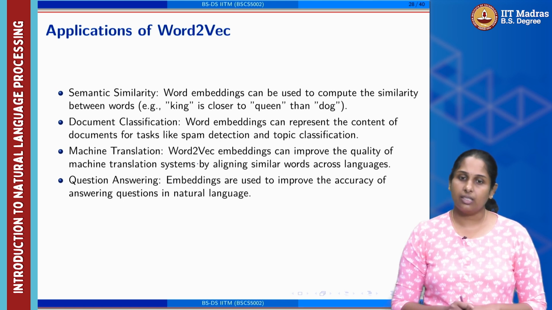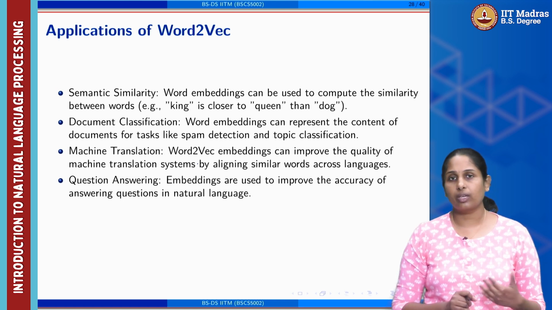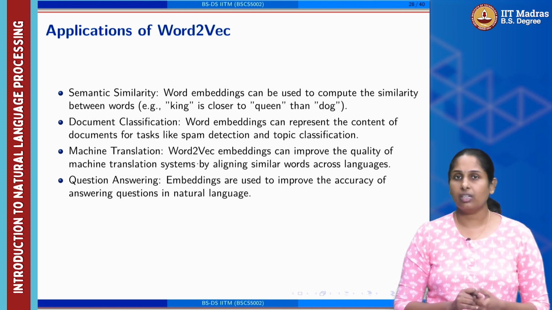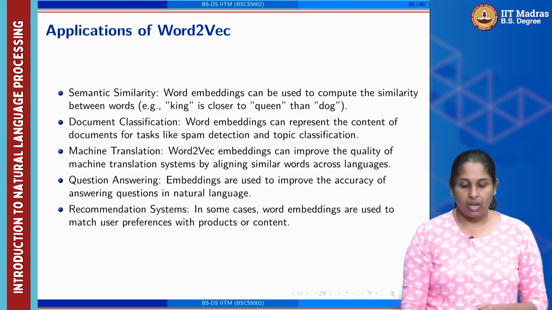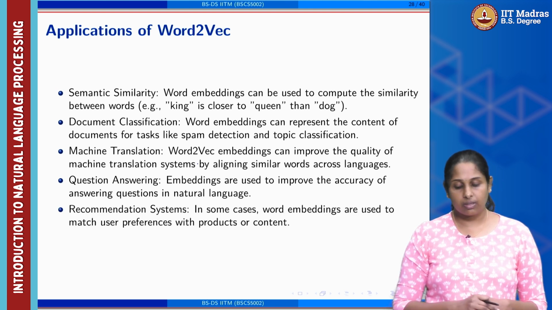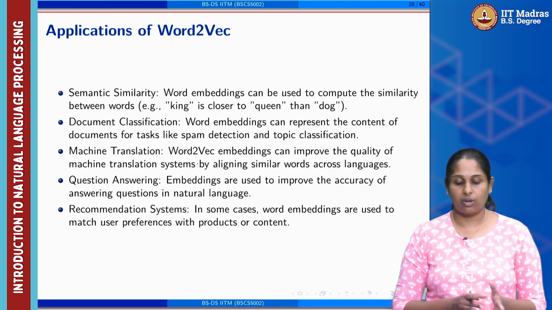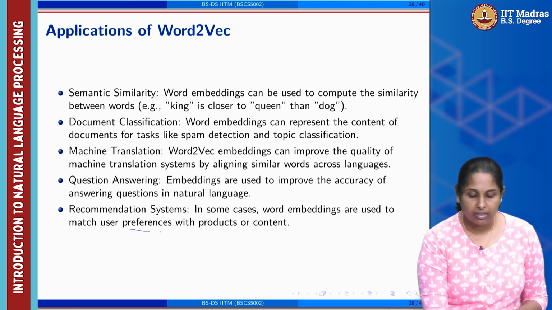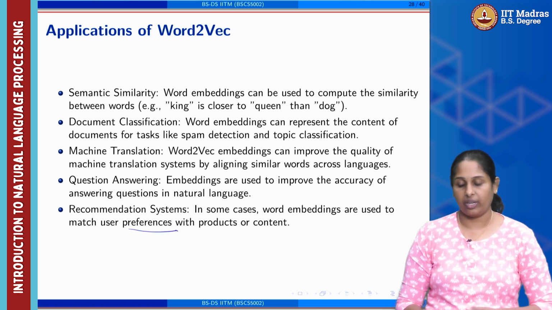Now, in question answering, embeddings are used to improve the accuracy of answering questions in natural language. And in recommendation systems, in some cases, word embeddings are used to match user preferences with products and content.